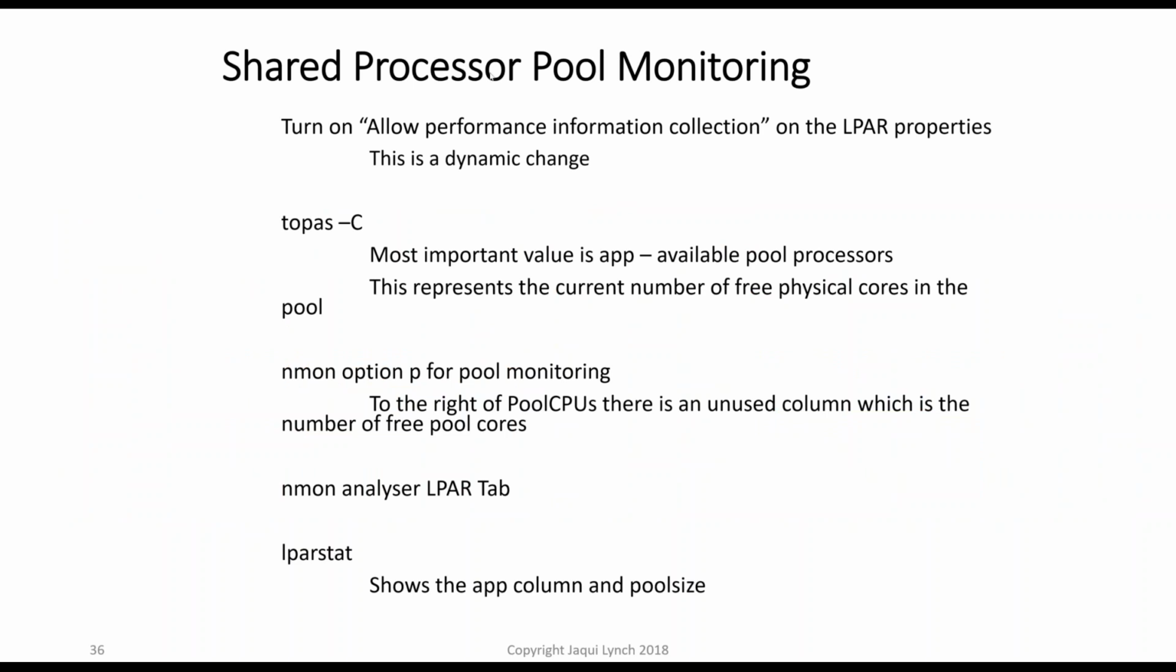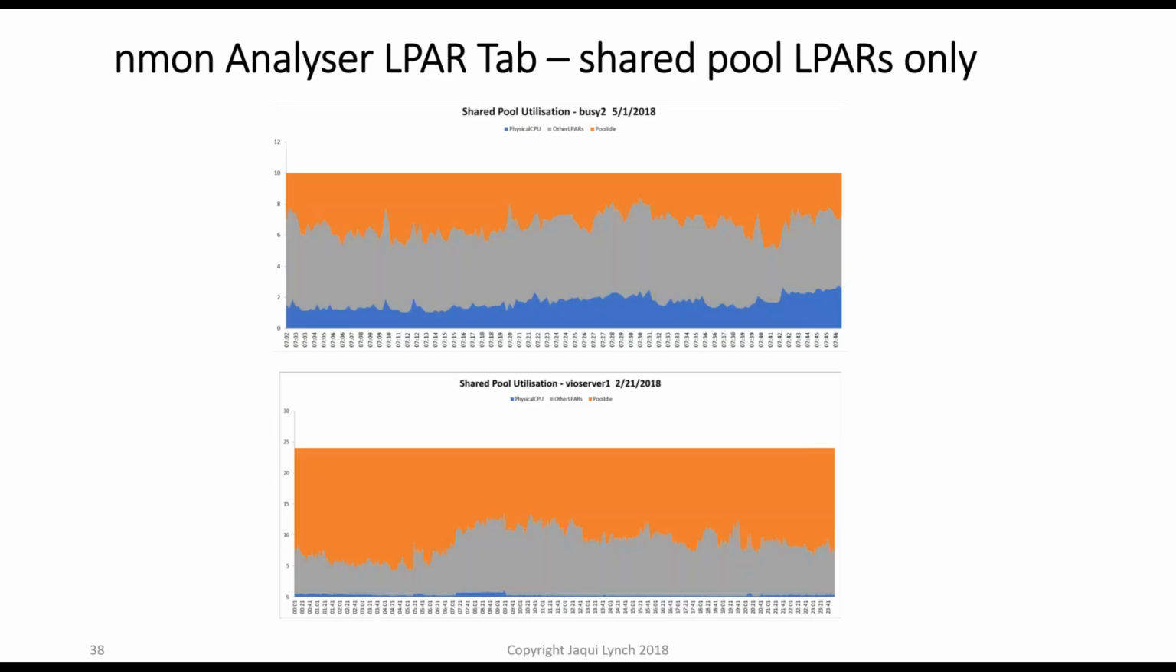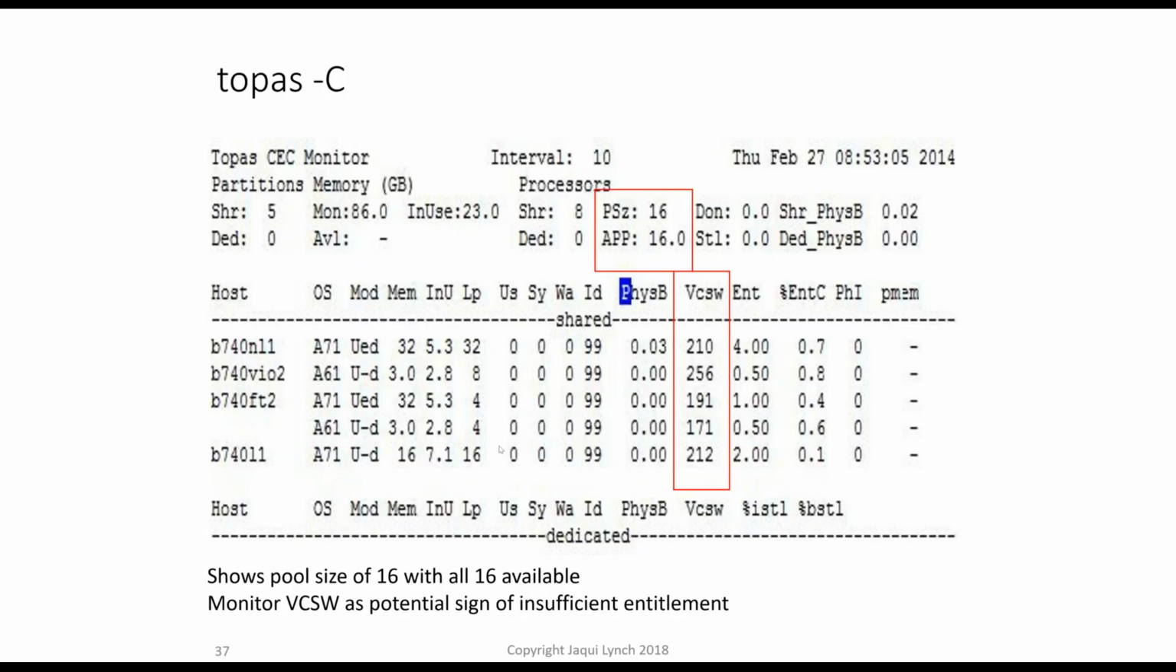All right. This is the shared processor pool monitoring. Again, you have to turn on the allow performance information option, and Gareth actually answered one of the questions with the actual command for doing that. So I will update the deck and add that command in. Thank you, Gareth. You can look at the shared processor pool with Topaz-C. You can use the P option in Nmon, the LPAR tab in Nmon Analyzer, and there's LP past that as well. This is an example of the Topaz C.